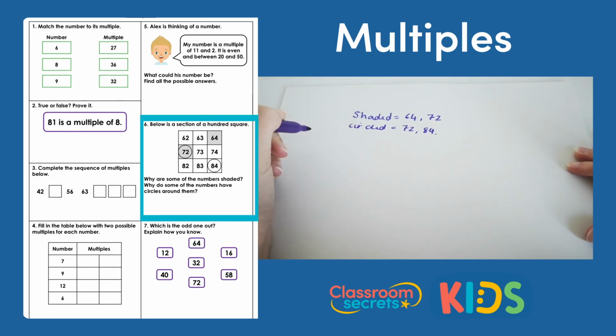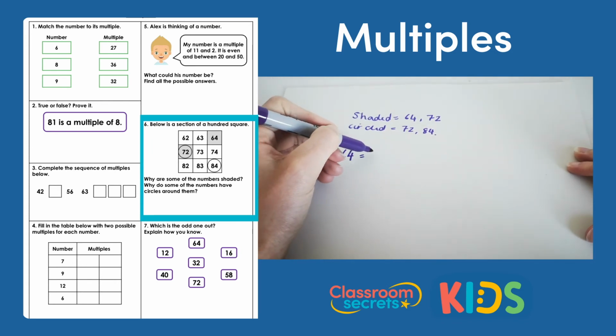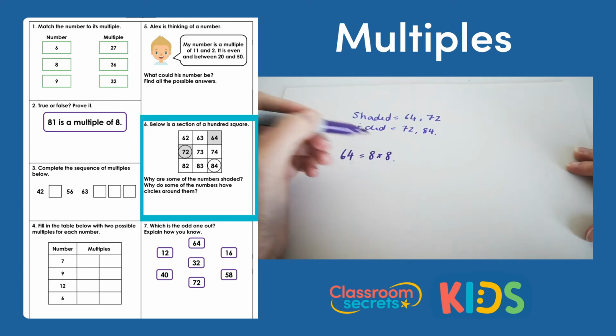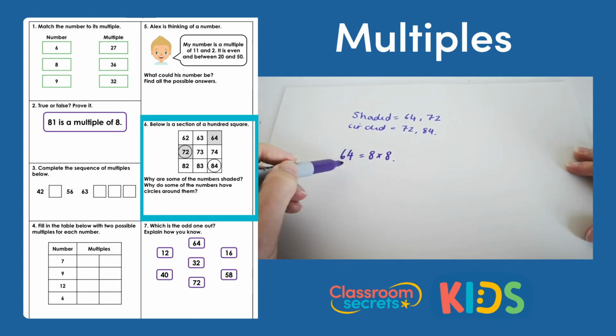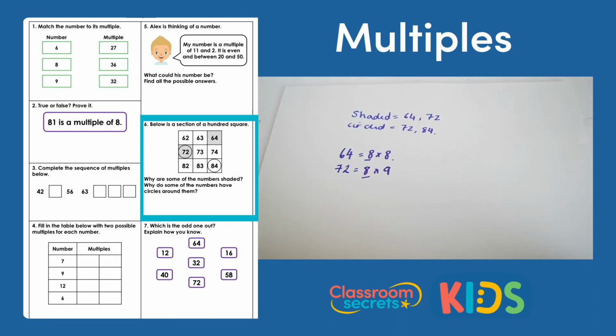So let's think about the shaded numbers first of all. Why are they both shaded? Well, what do we know about the numbers 64 and 72? 64 is actually a multiple of 8. 8 times 8 makes 64, so 64 is a multiple of 8. 72 then is also a multiple of 8 because 8 times 9 makes 72. So the shaded numbers are both multiples of 8.